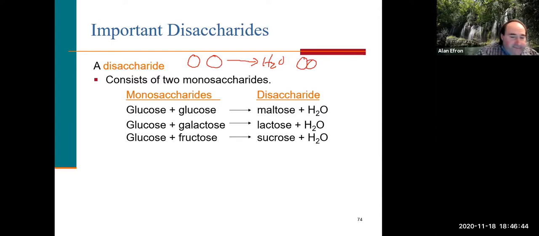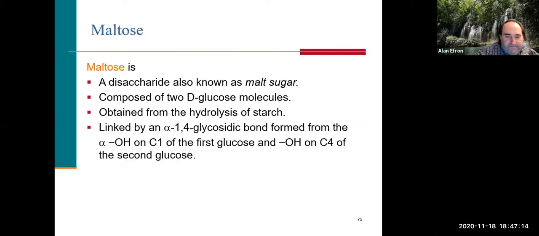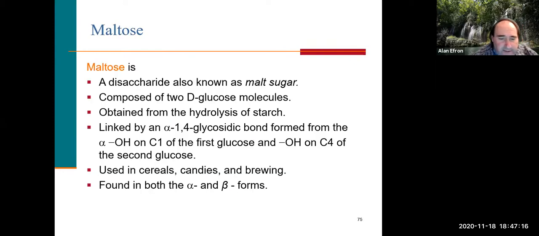So there's three different ones that you do need to be aware of. This is a good slide here. You need to know that maltose is made up of 2 glucose units. Lactose, as we will see in just a second, is made up of glucose and galactose, and sucrose is made up of fructose and glucose. So you do need to know the 2 monosaccharides that make up these 3 disaccharides. So let's take a look at each of these individually. Maltose. Maltose is a disaccharide known as malt sugar.